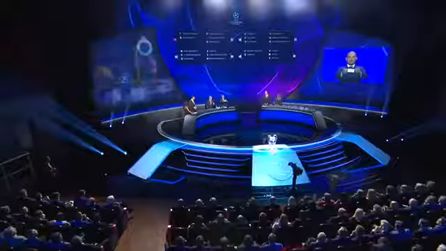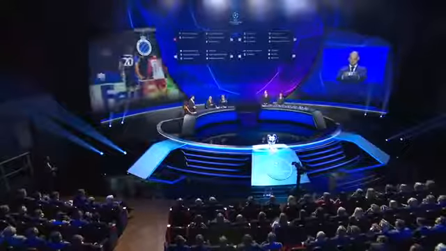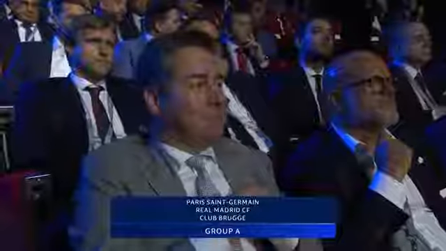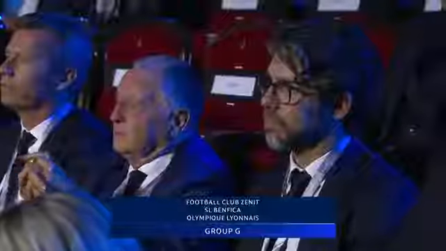Club Brugge. For Brugge we only have 1 possibility. Group A for Brugge, together with Paris Saint-Germain and Real Madrid. And only 1 team is left. We want to see this name coming out of the ball. Olympique Lyon. And the name is Olympique Lyonnais. And for Olympique Lyonnais, obviously, we have Group G, where the other teams are Football Club Zenit, St. Petersburg, and Benfica.